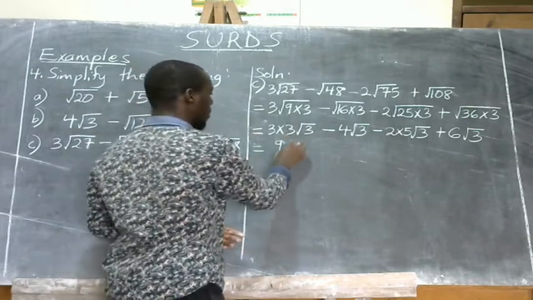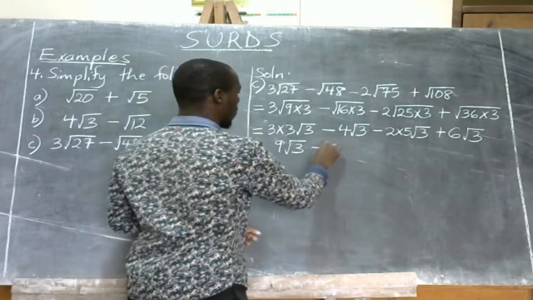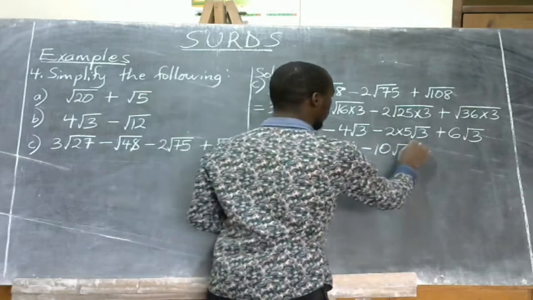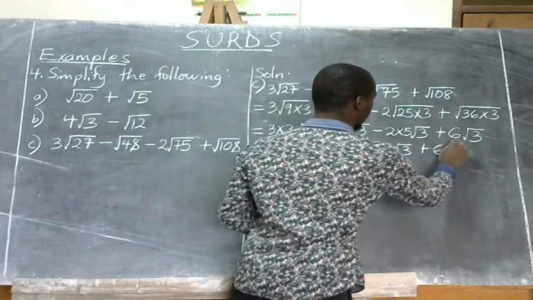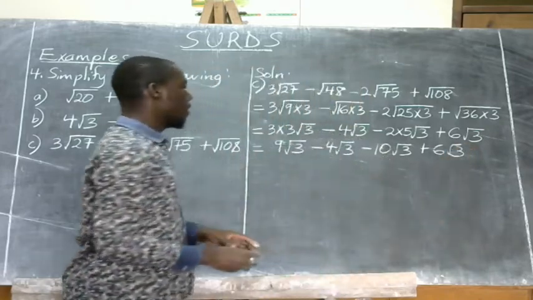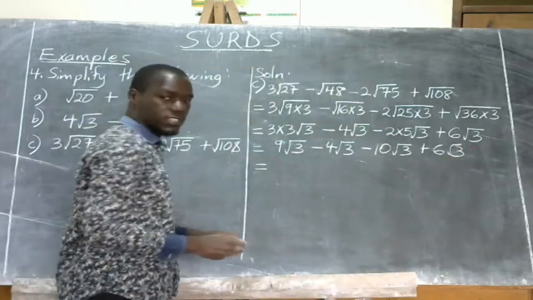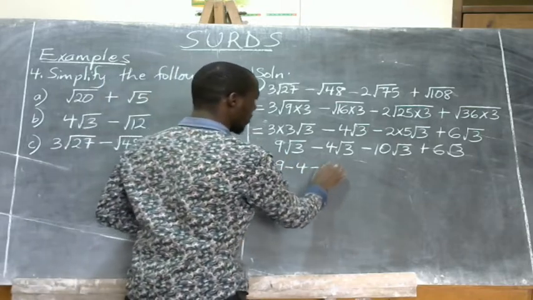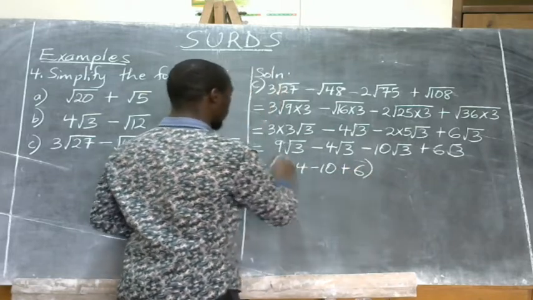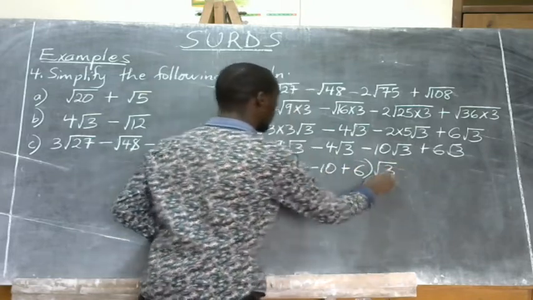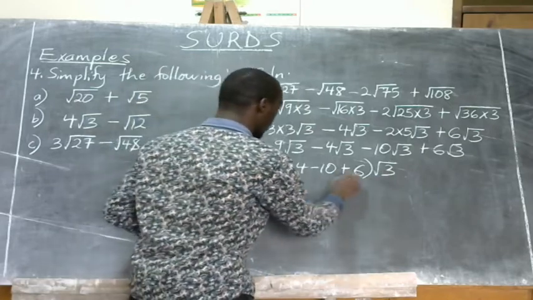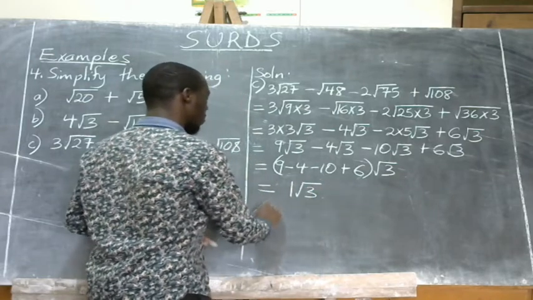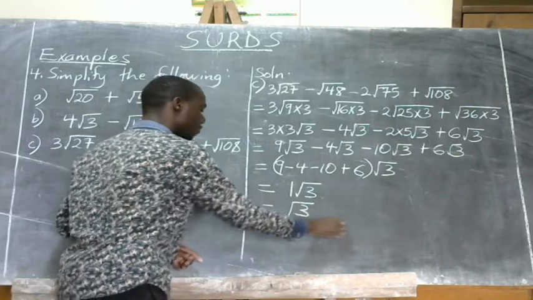Multiplying here, I have 9 root 3 minus 4 root 3, then minus 10 root 3, then plus 6 root 3. So adding and subtracting the coefficients of root 3, here I'm having 9 minus 4 minus 10 plus 6, then into brackets root of 3 there. When I compute everything inside the bracket, I'll be having a 1 times root of 3, which we can simply write as root of 3 there.